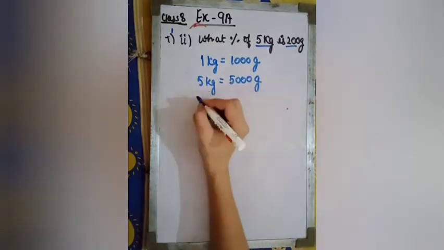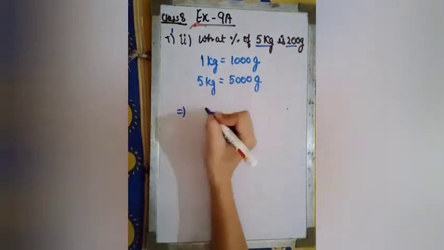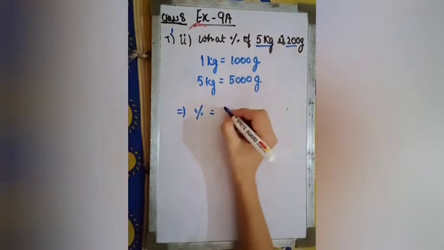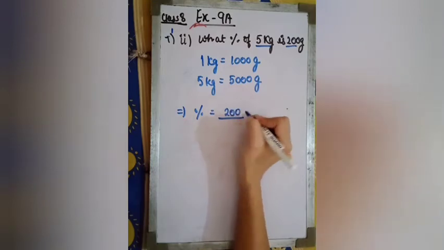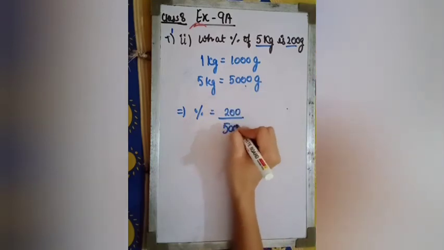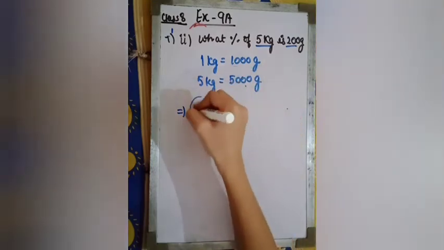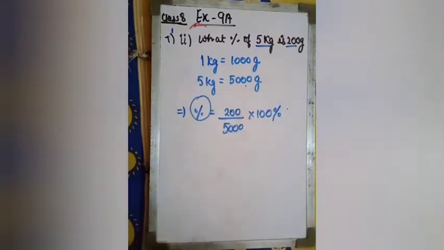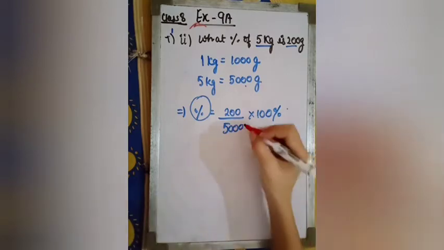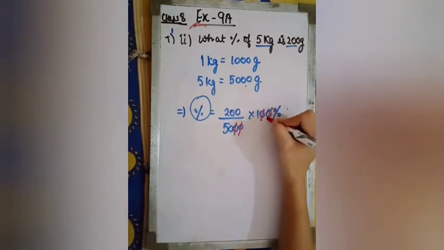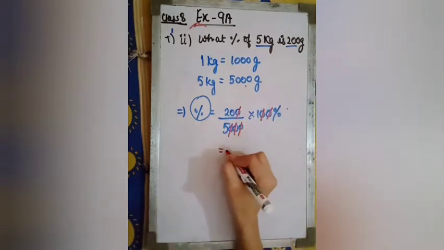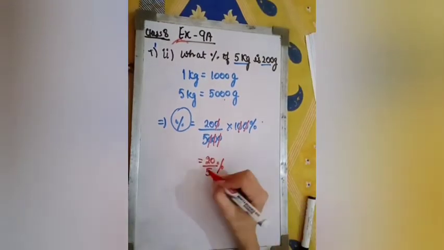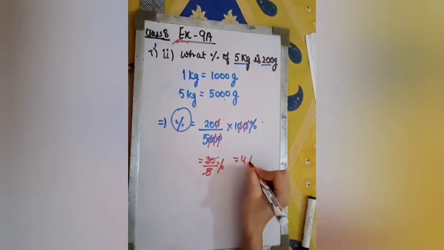Right. Now they are saying we have to find the percent. The part given is 200. Total कितना है? 5,000. And we have to find the percent. So we will multiply it with 100%. Now 0 से 0 cut. We have 20. Cut it further. It is 4%.